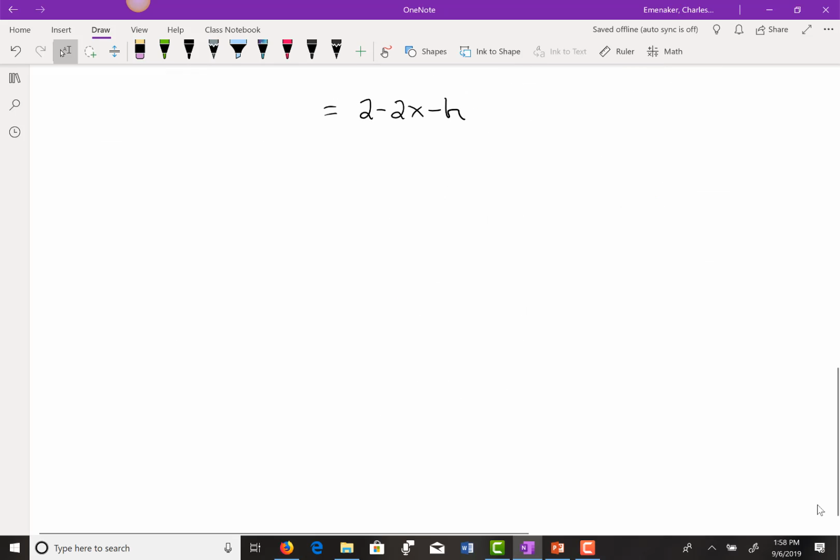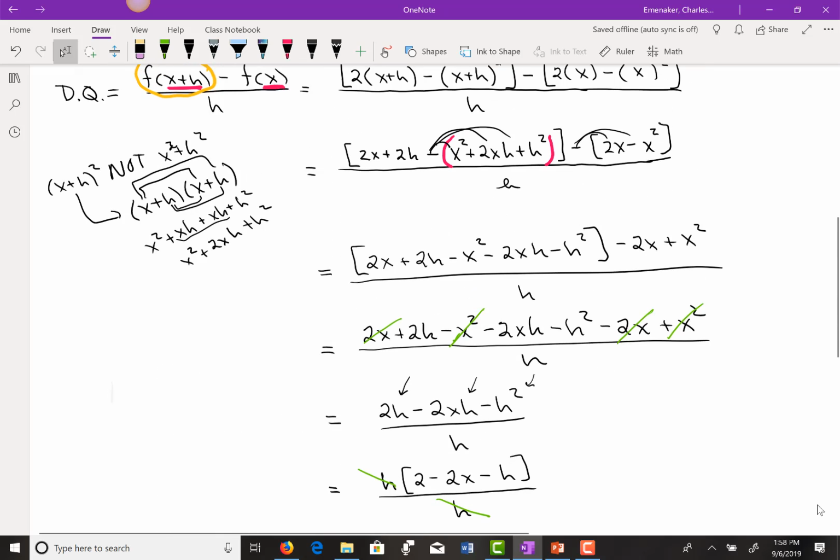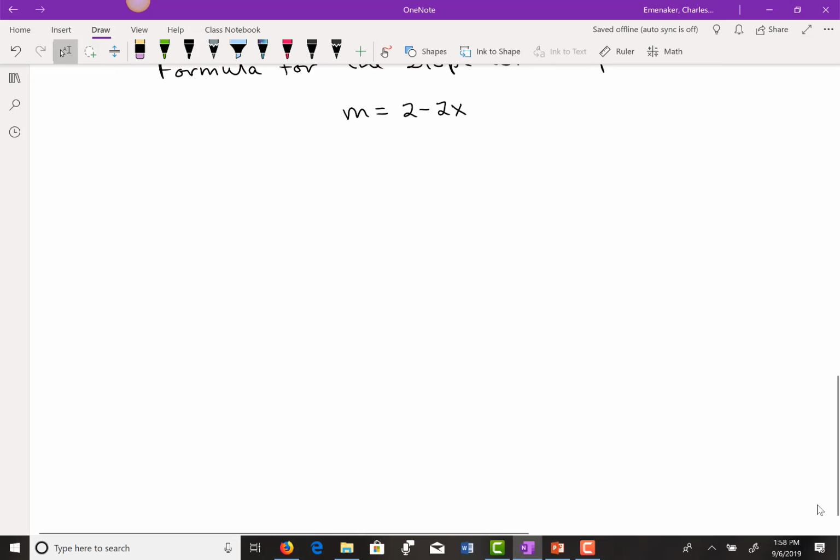Okay? What this does then is it gives us a formula for the slope at a point. It gives us an equation where we're going to wind up with the slope is equal to 2 minus 2x. Now the cool thing is with this, if we graph this equation, remember we have y equals 2x minus x squared. Well, let's say that's going to be x times 2 minus x. So that's going to give us something that goes through 0 and 2.